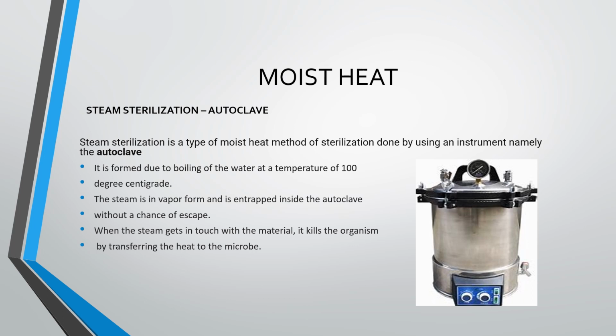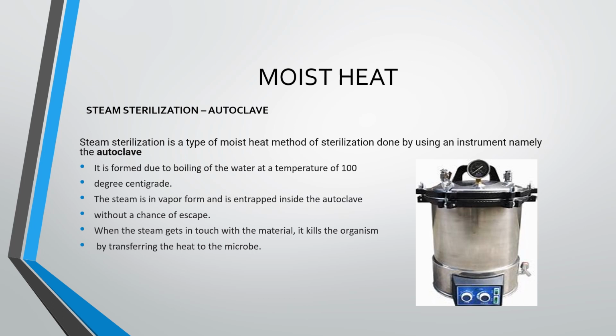It is formed due to the boiling of water at a temperature of 100 degrees centigrade, where at 100 degrees centigrade the water boils and steam forms, which is in the vapor form, which is not released out and which usually gets trapped. So you can see the knobs, which do not allow any heat or air to come in or go out, and hence the vapors are trapped inside.